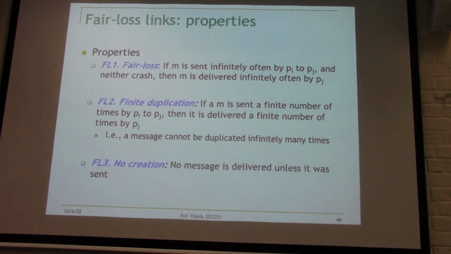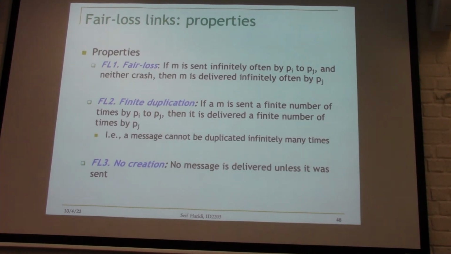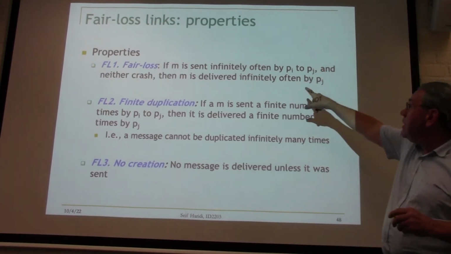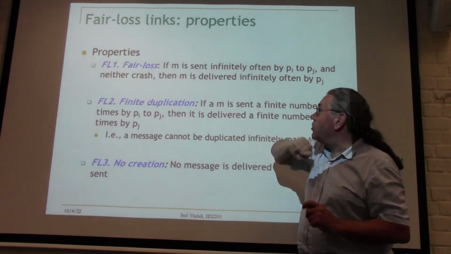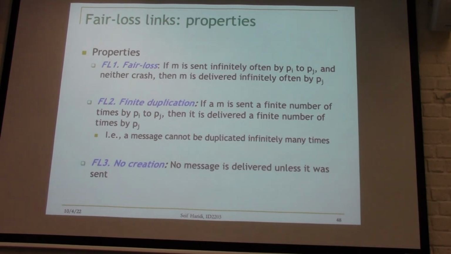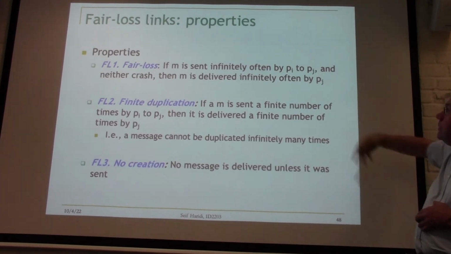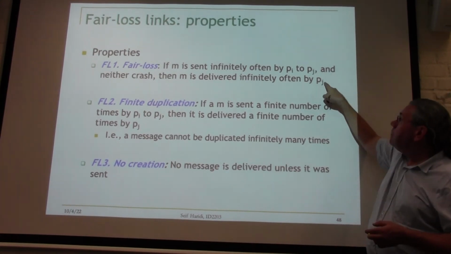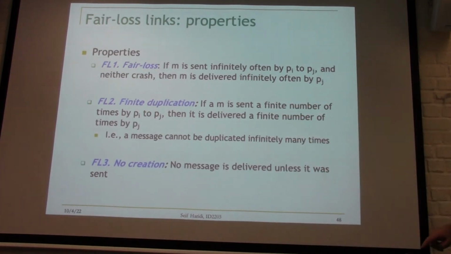These are the 3 formal properties of fair loss. So I'm assuming this: FL1, FL2, and FL3. The first property says, if a message is sent infinitely often from PI to PJ, and neither node is crashing, then it will be delivered infinitely often. This is kind of the loss. Maybe some messages are lost, but if I keep sending, it will eventually keep arriving. Maybe only 10% of the messages arrived, but it's not 0.